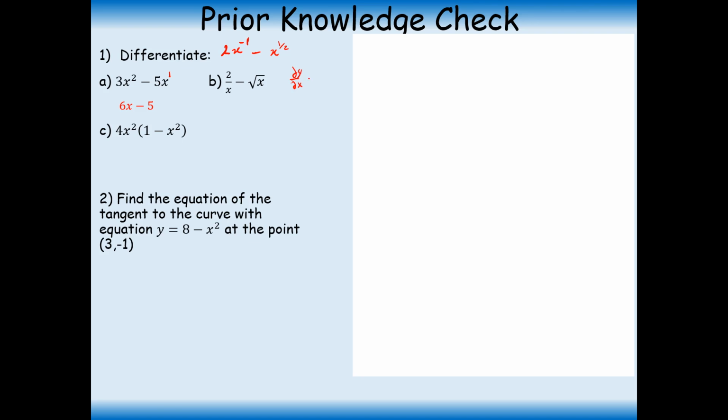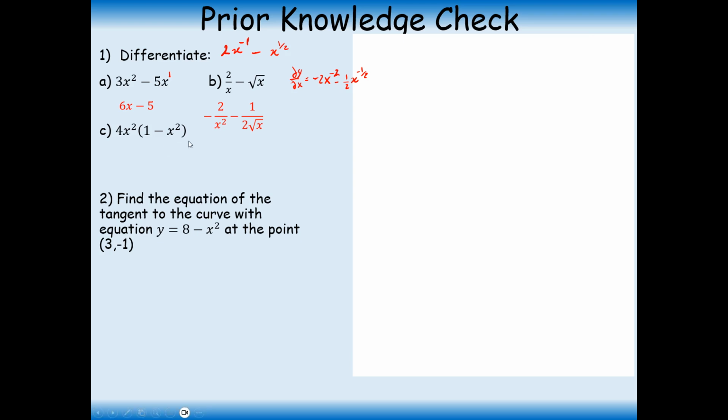For this part b would be negative 2x to the power minus 2, take away x to the power minus half, with the half at the front. These negative powers, you can put them in the denominator and write them as positive, like the answer given here.